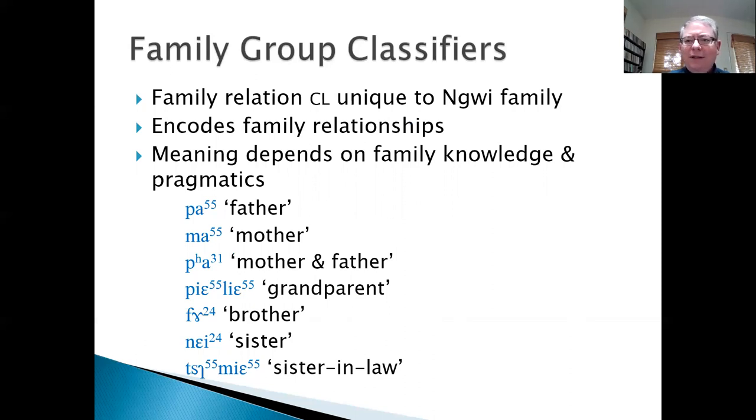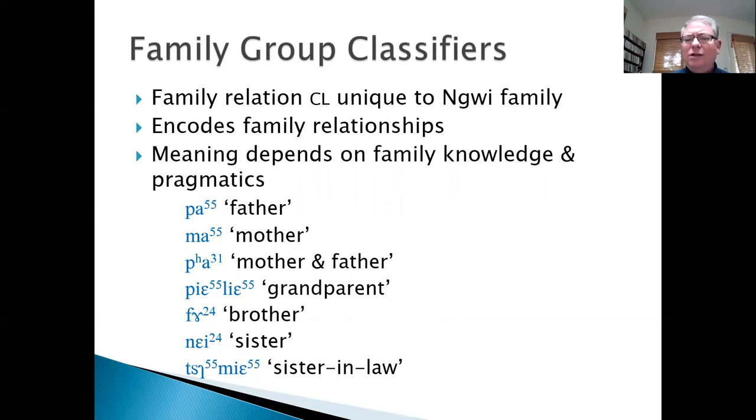So here we have the complete list that still exist today. So ba, ma, pa, bie, lie, fe, ne, zim, ye. So ba, for example, the first one, encodes father and another generation of relationship. These get a little bit complicated in the way they're used and understood, because you have to know a lot about the family of the person using them and use that context to understand what's meant.